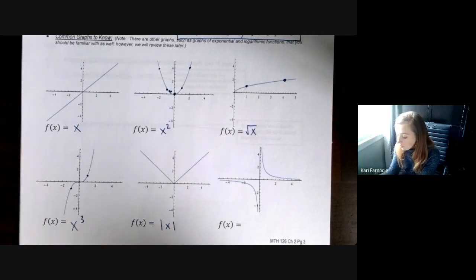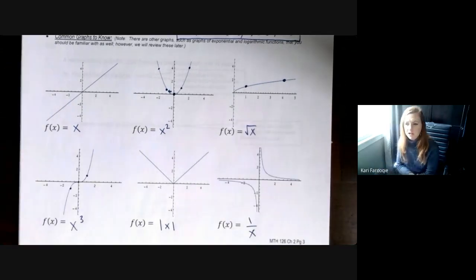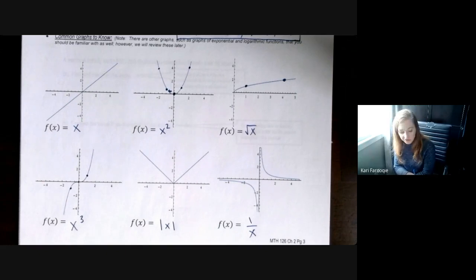And then this one is your reciprocal function, 1 over x. That one students tend to not remember as much, but you'll find that it's really useful in calc, and you're going to see it quite a bit, especially if you take more calc classes after this. The reciprocal function shows up a lot. There's a lot we can do with it. So that's 1 over x.